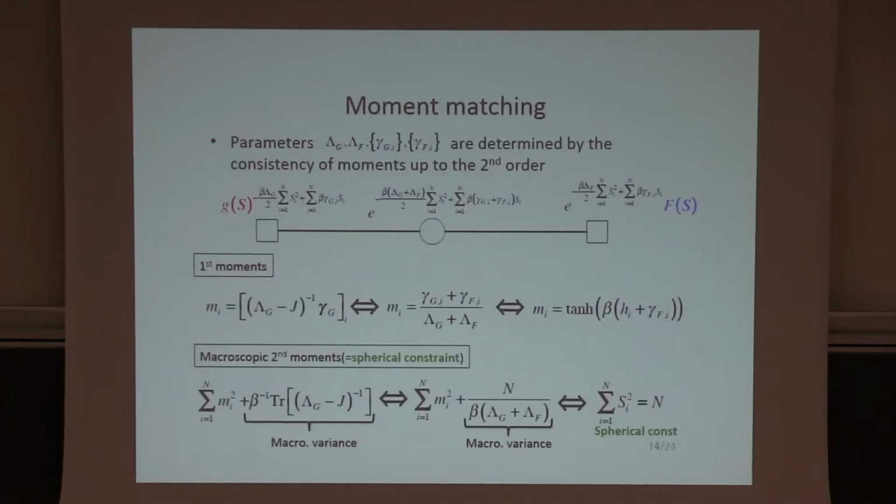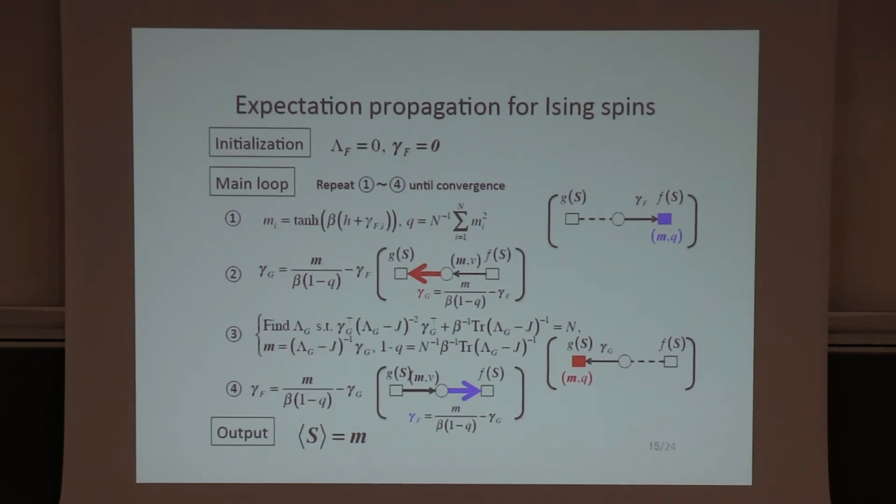And after the approximation, these three expressions should be consistent. So we require moment matching conditions. Okay, so these three should be equal. For this, we introduce the expectation propagation algorithm, right? This is summarized as follows. First, this is the initialization for lambda f and gamma f. These are parameters for the factorized Gaussian, set to 0. And repeat steps 1 to 4 until convergence.